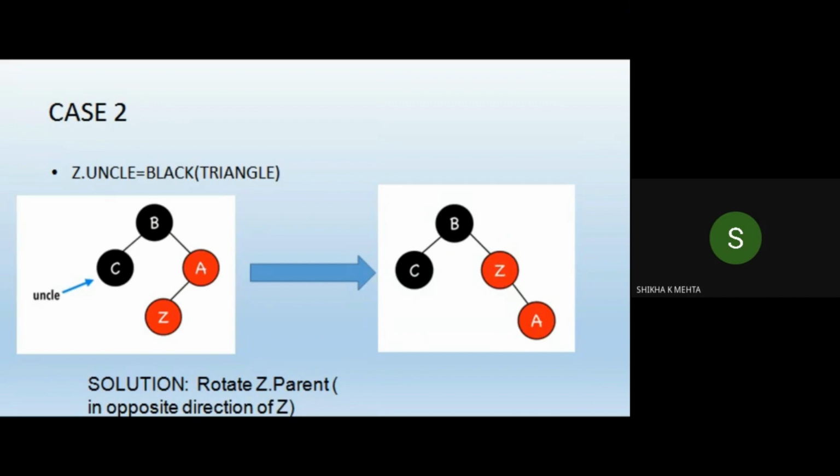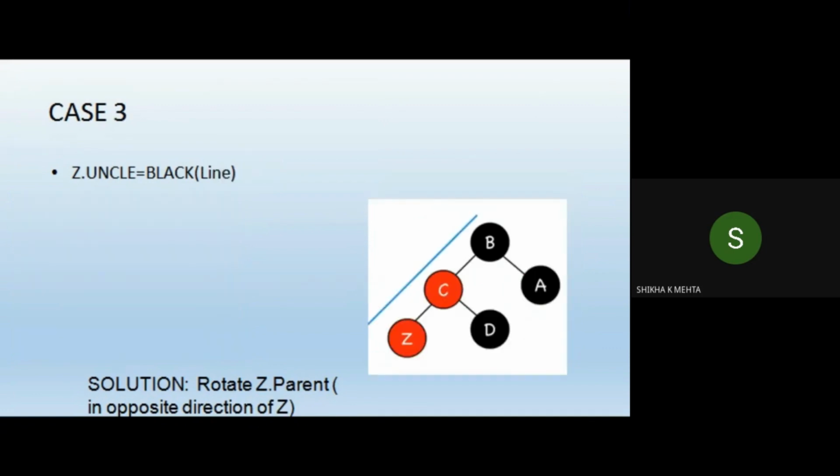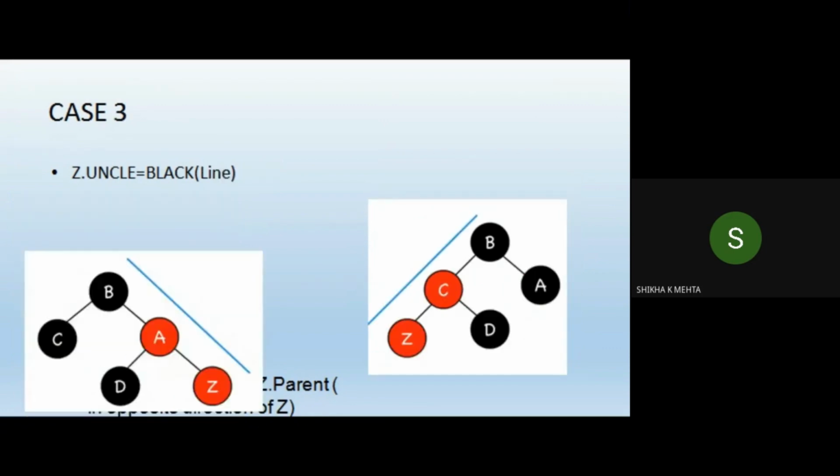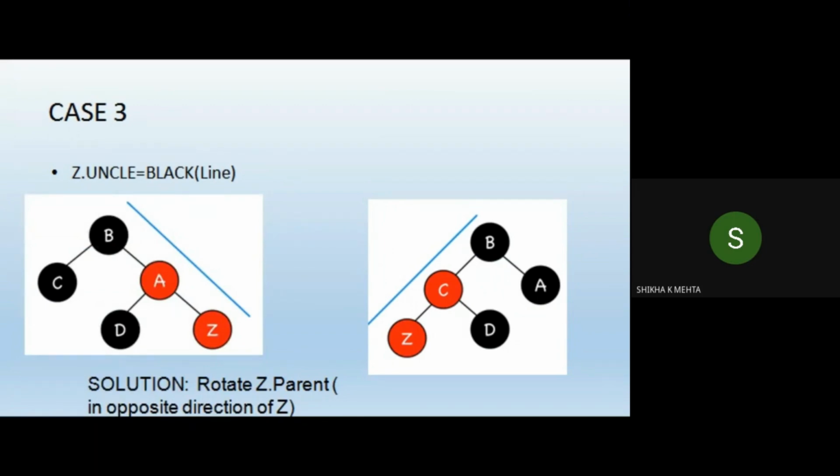This is the right rotation of A. So now it becomes a new case. Still, here you can see the parent node is a red node, so we are still facing the violation. Now, in such a scenario, we say Z's uncle is a black node, but it is forming a line. Here you can see, like this, this is a line. So now it has become a line from the triangle.